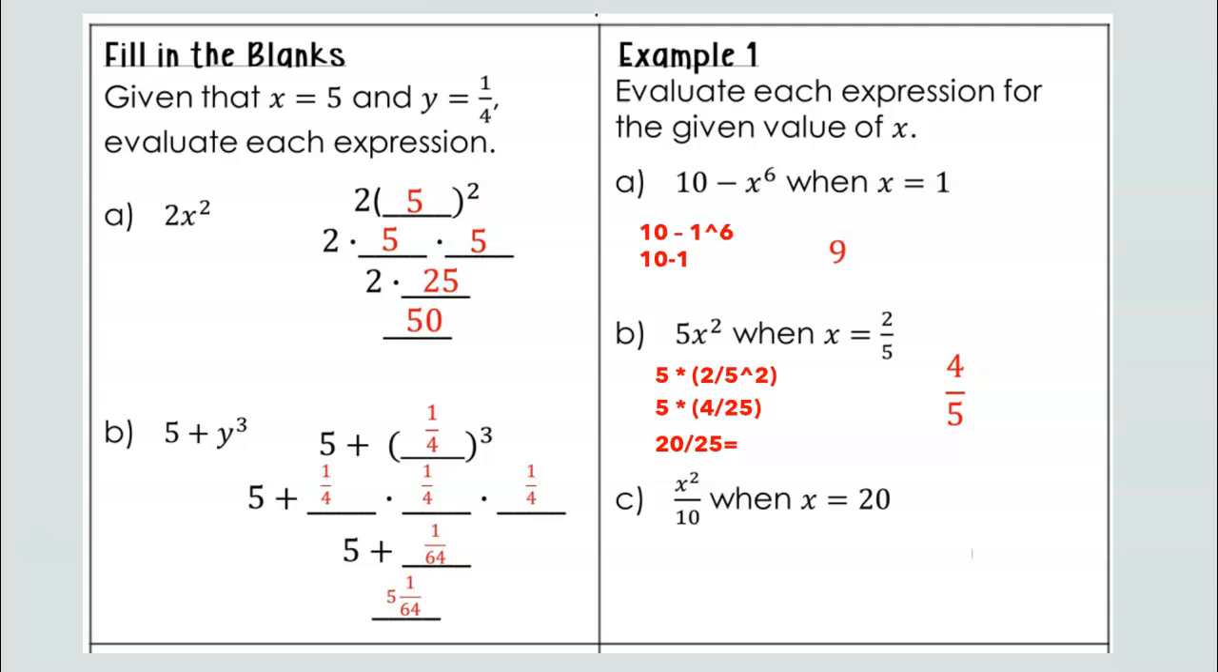x squared over 10 when x equals 20. In this case, we have 20 times 20, because that's x squared, then divided by 10. 20 times 20 is 400. 400 divided by 10 gives us our 40.